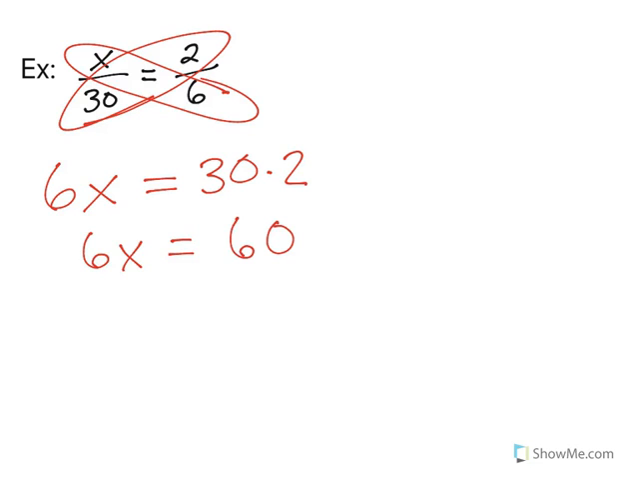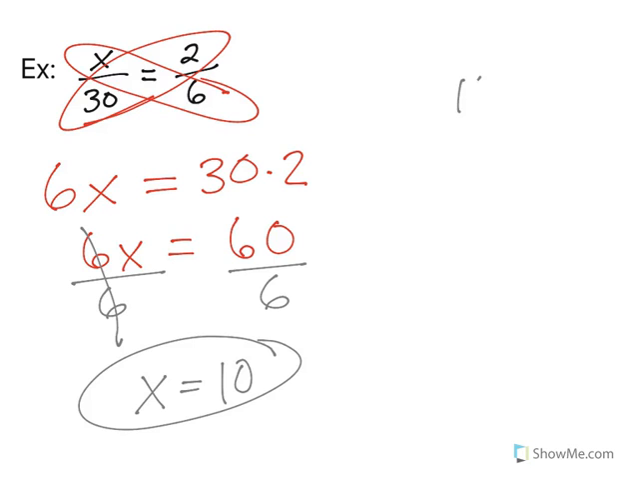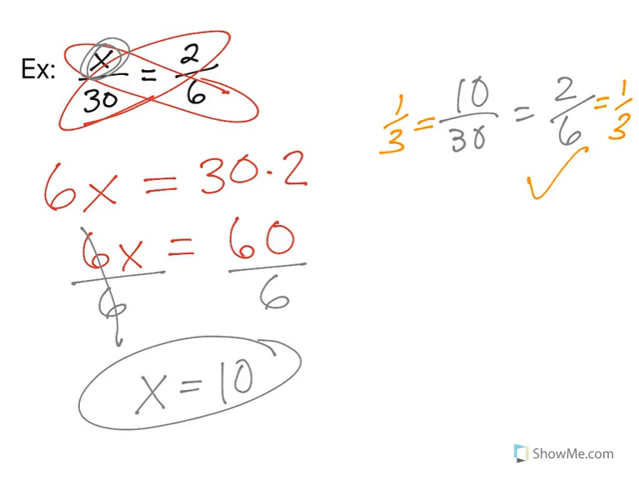So 6x equals 60. Well, how do I get x by itself? I divide by the coefficient, which is 6, right? The number in front of x. So 6 divided by 6 is 1x, and 60 divided by 6 is 10. To check your work, does 10 over 30, replacing the x here, equal 2 over 6? Well, reduce both sides. 10 over 30 is 1/3. 2/6 is 1/3. Yep, it checks.